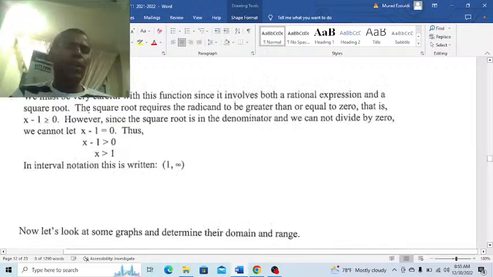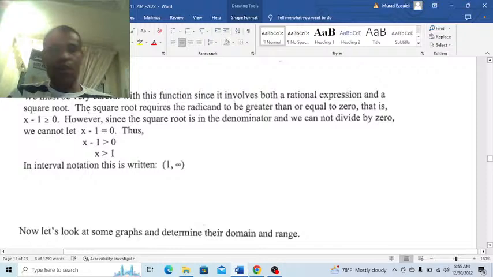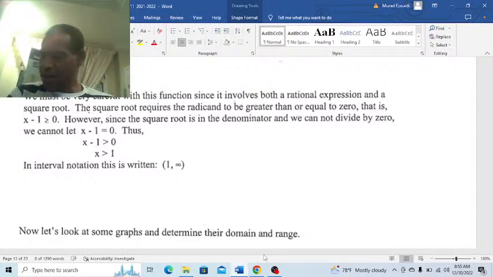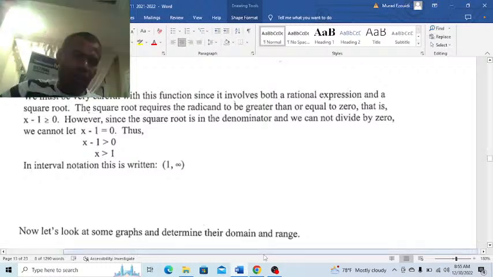If f of x equals 2 divided by the square root of x minus 1, what is the domain?